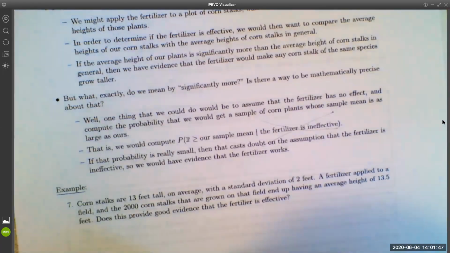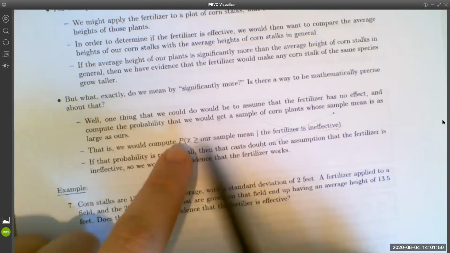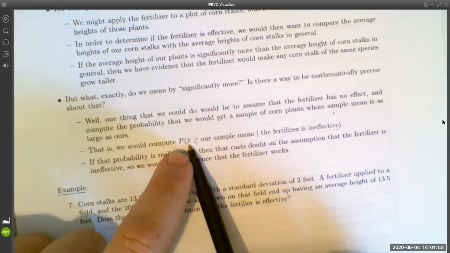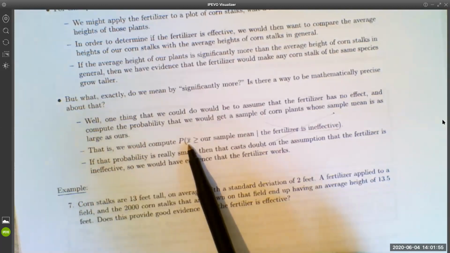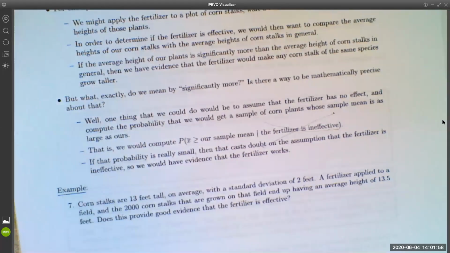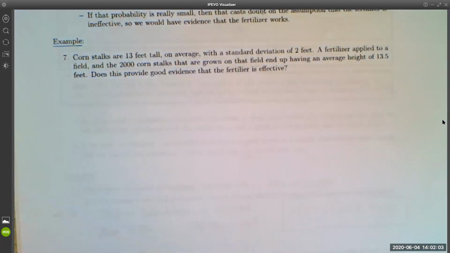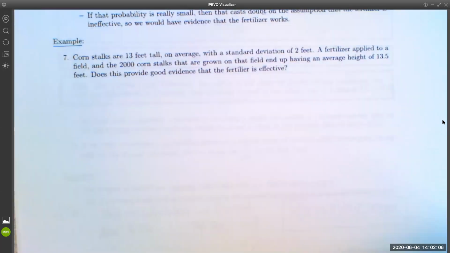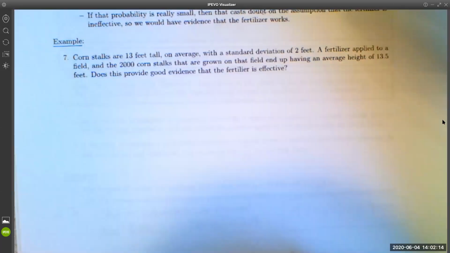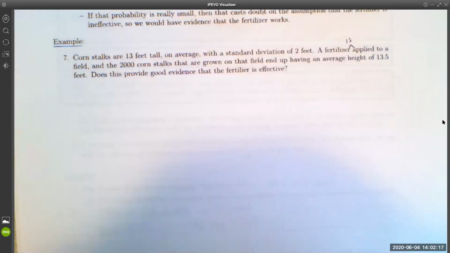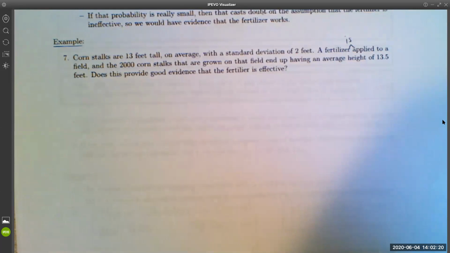Notice that this probability is a probability involving X bar. So these are exactly the kinds of probabilities that we need to be able to compute in order to be able to perform inference. So let me just give you one last example where we're actually going to perform a little bit of inference here. It says corn stalks are 13 feet tall on average with a standard deviation of 2 feet. A fertilizer is applied to a field, and the 2,000 corn stalks that are grown on that field end up having an average height of 13.5 feet. Does this provide good evidence that the fertilizer is effective?